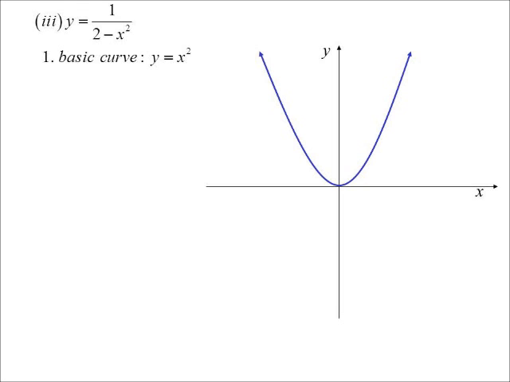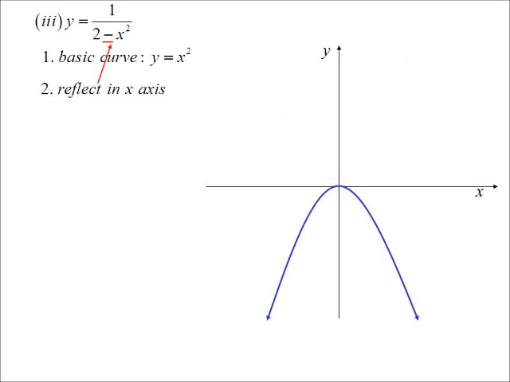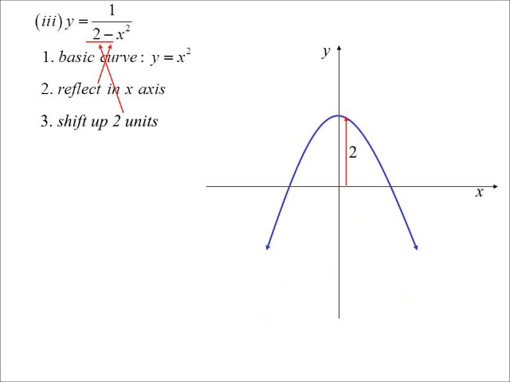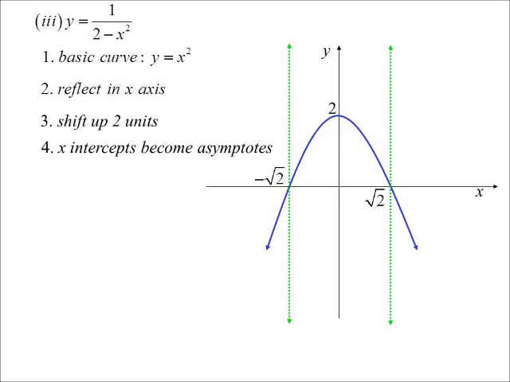Well, it's negative x squared, so I know it's upside down. But then it was 2 minus x squared, so I've shifted it up 2. So that's the graph of the parabola y equals 2 minus x squared. I'm now going to turn that upside down. So we said the x-intercepts will become asymptotes. So at minus root 2 and root 2, I'll draw in a couple of asymptotes there.